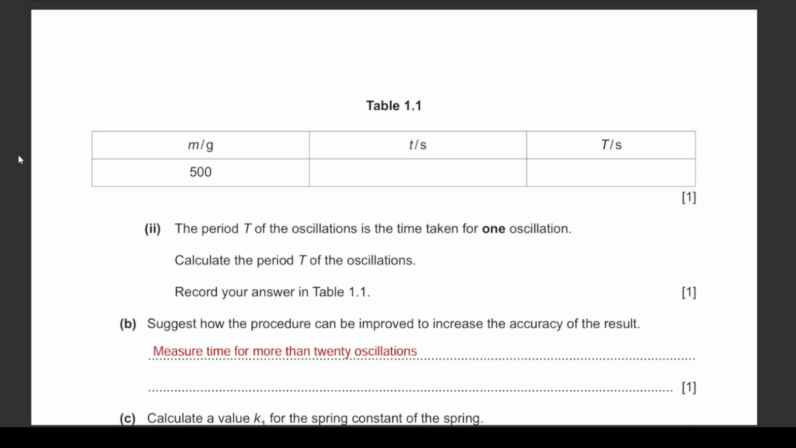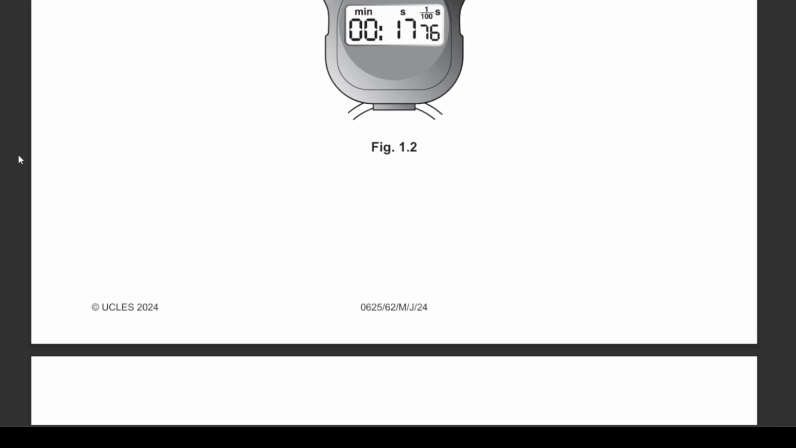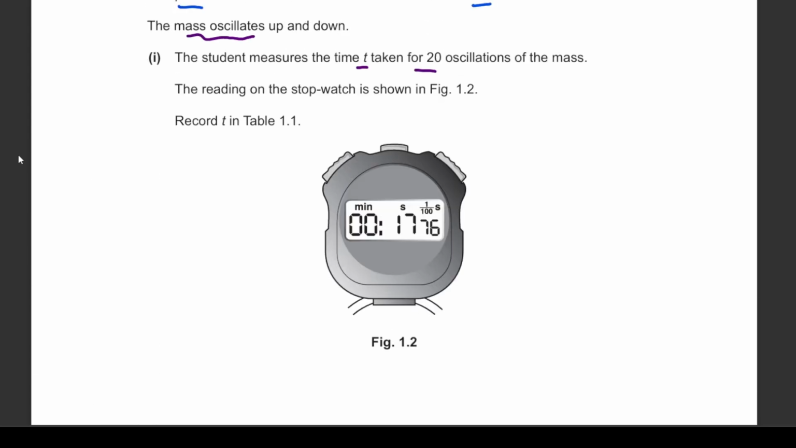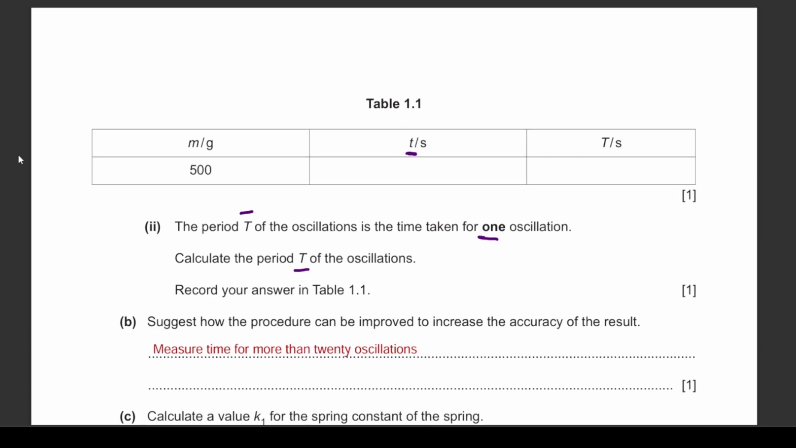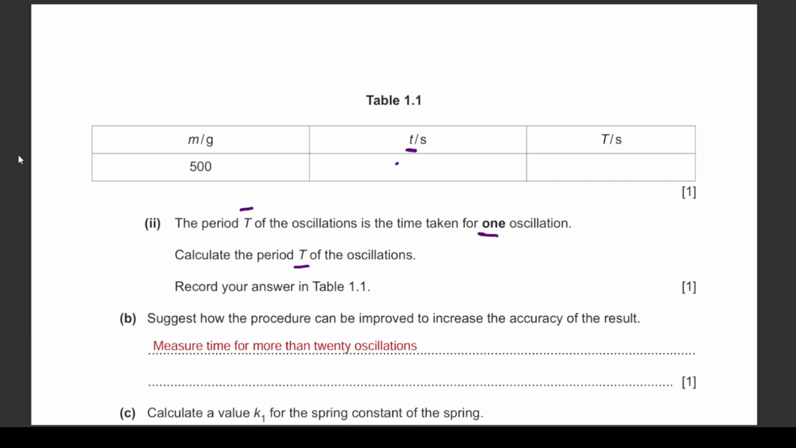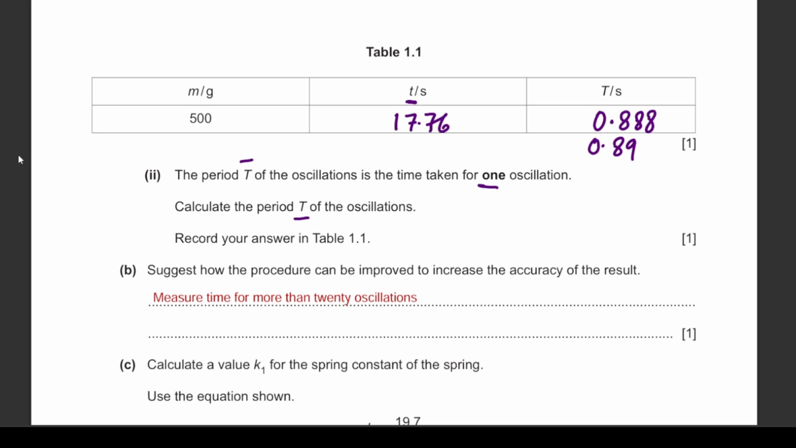Now, the period T of oscillation is the time taken for one oscillation. Calculate the period T. Small t represents the time for 20 oscillations, and capital T will be for 1. So write down 17.76 seconds over here, and then divide this on the calculator to find what a single oscillation would look like. That would be 0.888, or could be 0.89. Again, the idea is two significant figures.